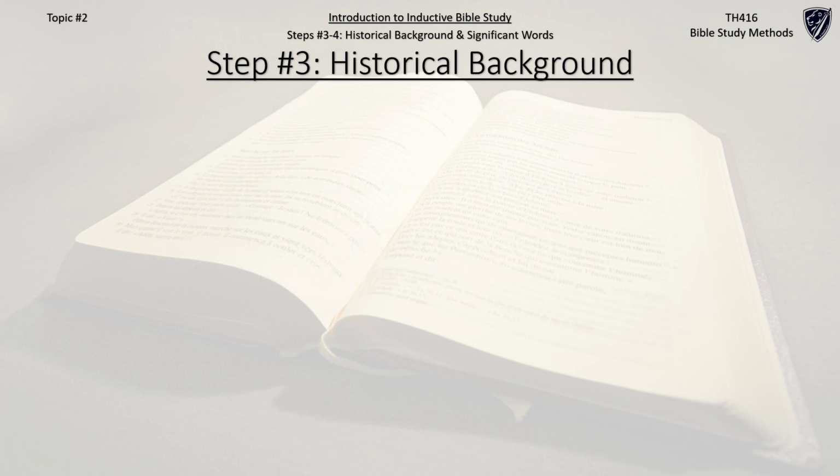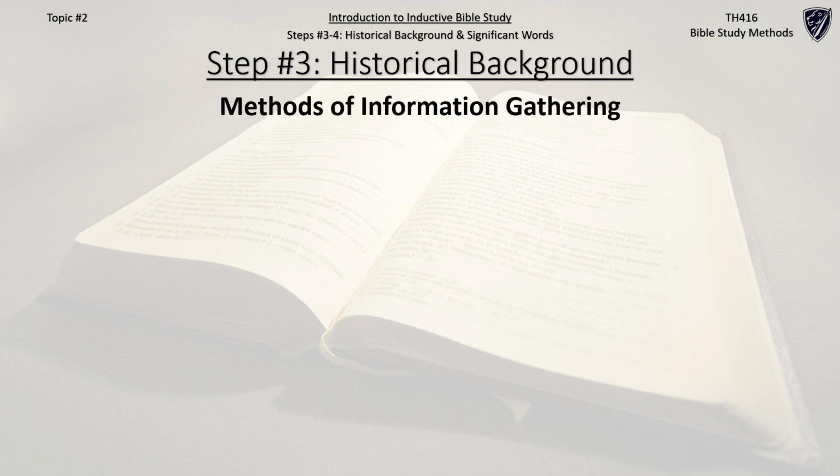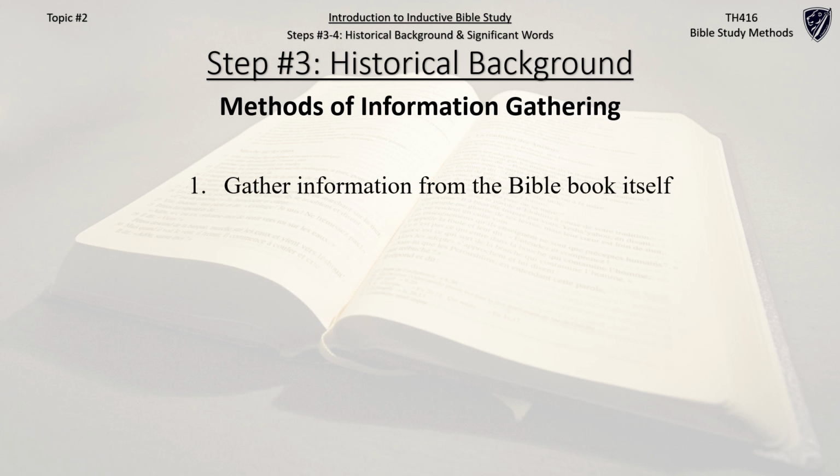Now, after we consider the categories of information for historical background, we need to think about the methods of information gathering. How are we going to gather information for doing a historical background for a book? Number 1, gather information from the Bible book itself. And this, of course, is the most important step in gathering historical information for the historical background.